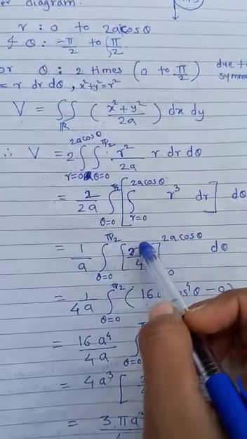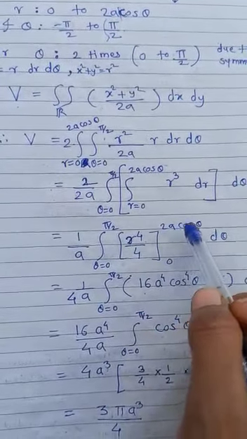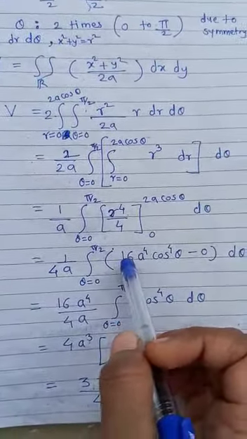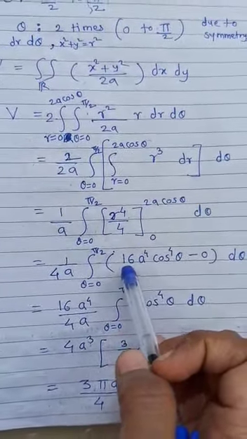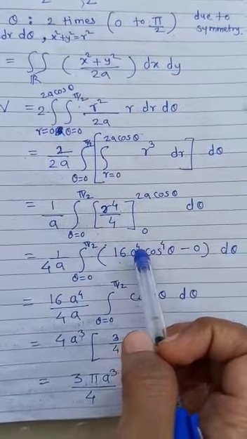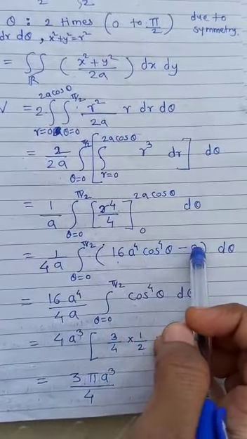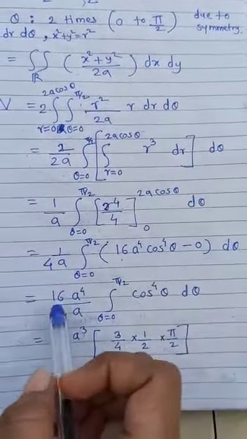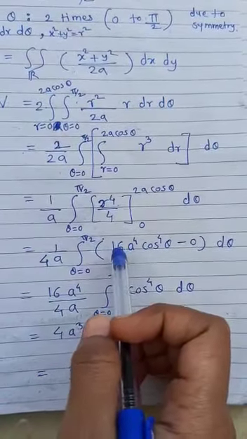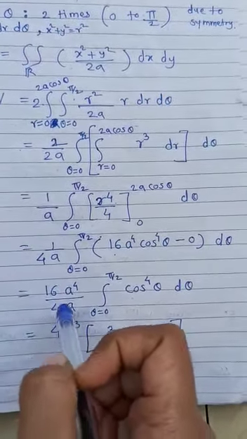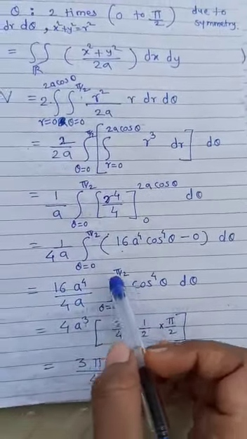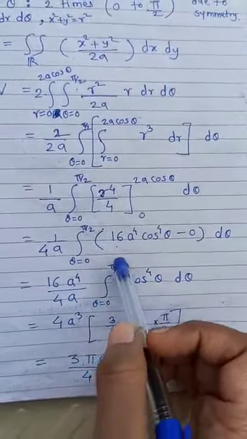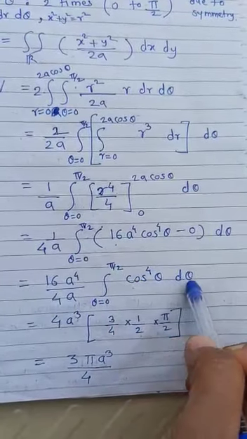Integration of r cube is r raised to 4 by 4, from 0 to 2a cos theta. So substitution of the limit: the upper limit is (2a cos theta) raised to 4, so that will become 16a raised to 4 cos raised to 4 theta, minus the lower limit, which is 0, times d theta. So I have simplified this function. 16a raised to 4 is taken outside, upon this 4a, 4 is taken outside. So into integration theta equal to 0 to pi by 2 cos raised to 4 theta d theta.